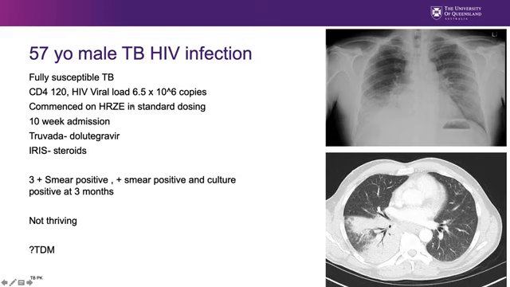And the reason was he'd had quite a turbulent admission. We don't see much HIV TB co-infection now in Australia. He had a 10-week admission. He had immune reconstitution syndrome and had steroids. We put him on Truvada and dolutegravir. And 3 months into treatment, he'd gone from 3+ smear positive to 1+ smear positive, but was still culture positive. And he wasn't thriving. He still lost quite a lot of weight.